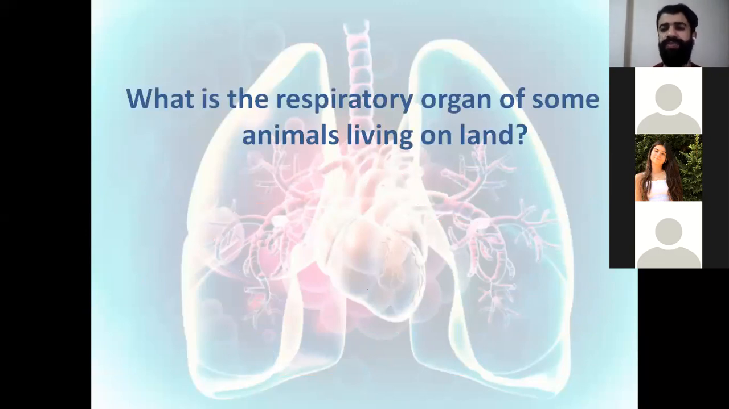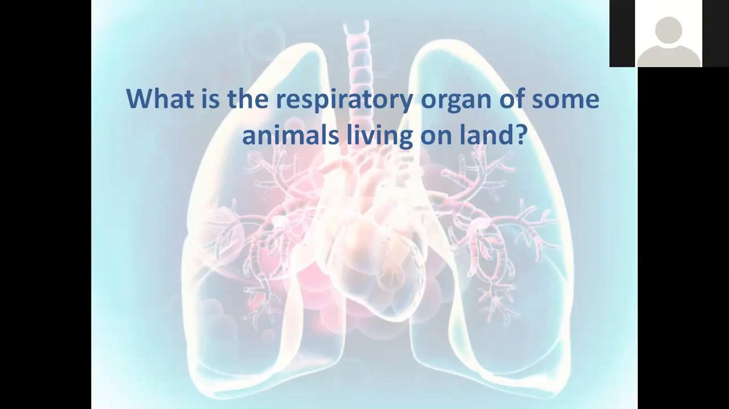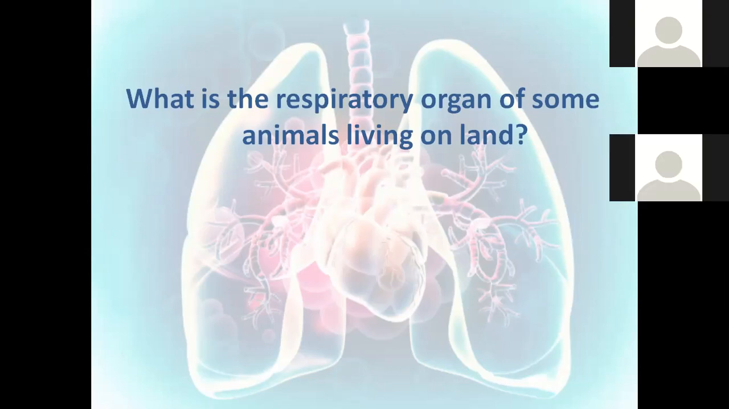So what is the respiratory organ of some animals living on land? Can you give me this? What do you know about the respiratory organs of animals living on land? What do we call these organs? Can you give me lungs? Excellent. And there's the trachea. Excellent. So lungs for whom? For mammals or for insects? Yes, Huda. Lungs for mammals, and trachea for insects. Excellent. Thank you.